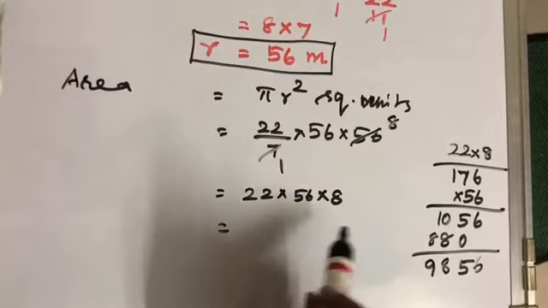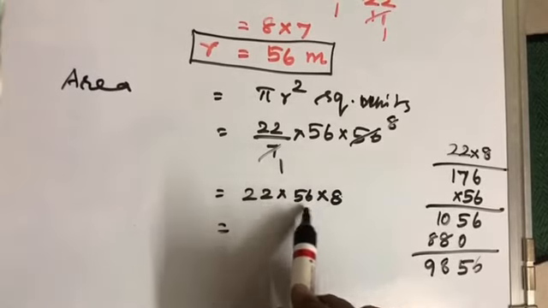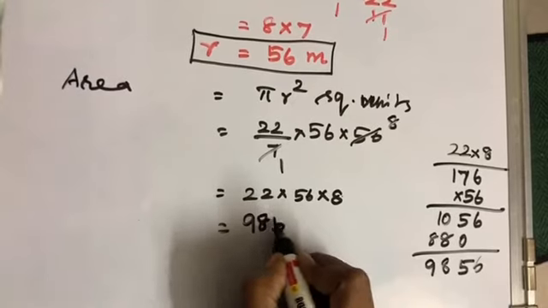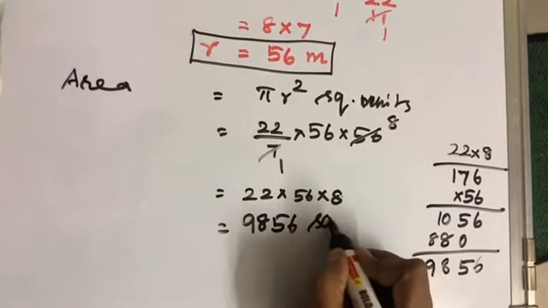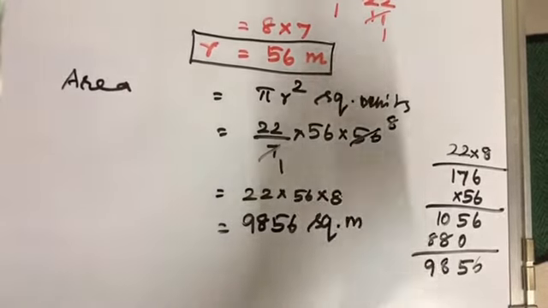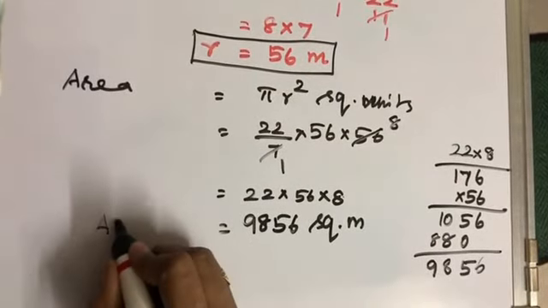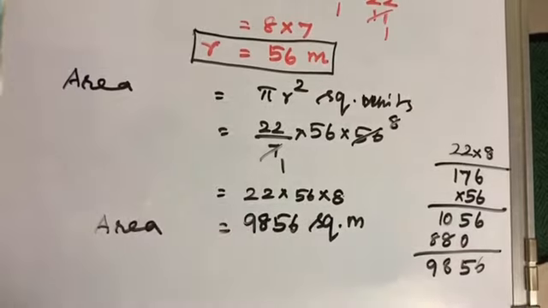Okay, so now we have multiplied 22 into 8 and again with 56. So 9856 square meter. Everything is given in meters. So it is square meter, and this is the area of the circular park.